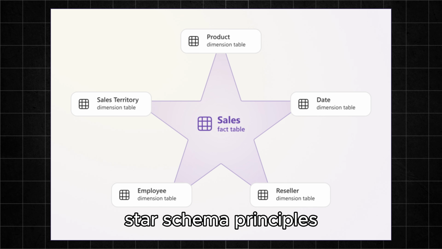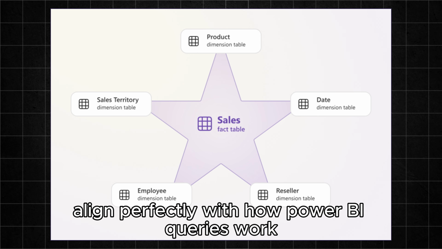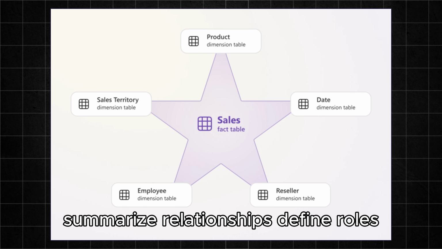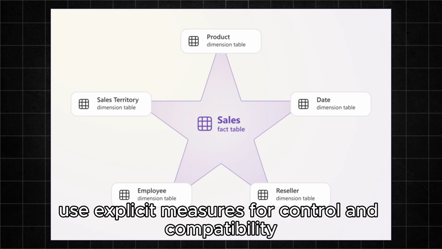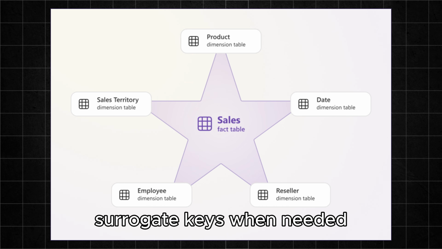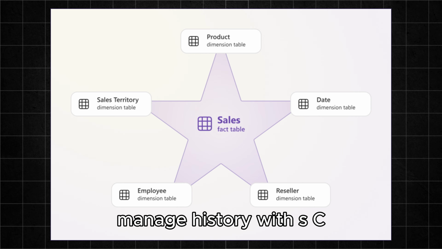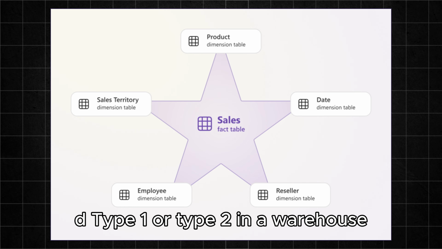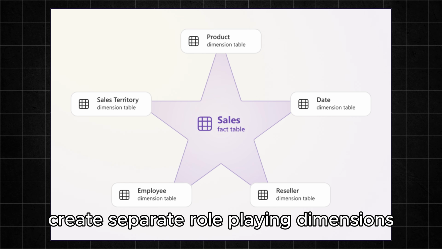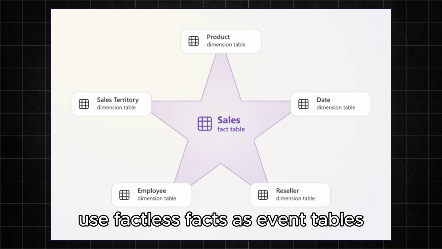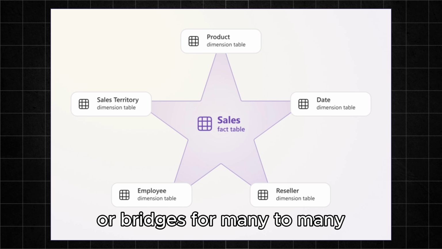Star schema principles align perfectly with how Power BI queries work. Dimensions filter and group, facts summarize, relationships define roles. Use explicit measures for control and compatibility, surrogate keys when needed, prefer single table dimensions for usability, manage history with SCD Type 1 or Type 2 in a warehouse, create separate role-playing dimensions for different date filters, and apply junk and degenerate dimensions appropriately. Use factless facts as event tables or bridges for many-to-many.